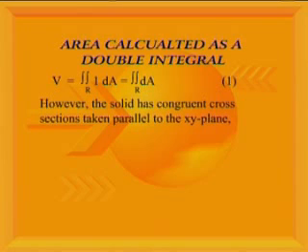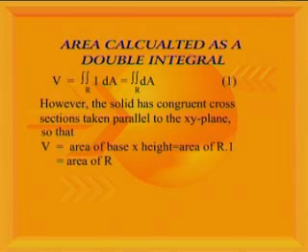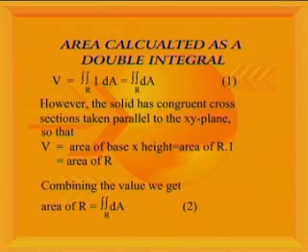However, the solid has congruent cross section taken parallel to the xy plane, so that volume is equal to area of the base into height, and that is equal to area of the region R multiplied by 1. And that is equal to area of the region R. Combining with these results, we get the formula. The area of R is double integration over the region R of 1 with respect to the area.